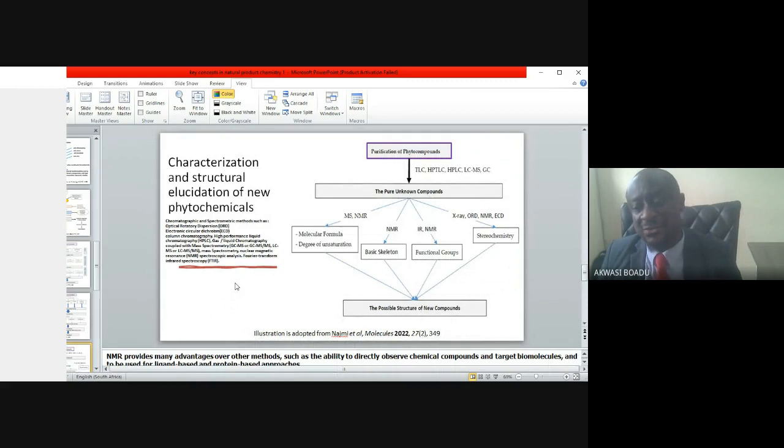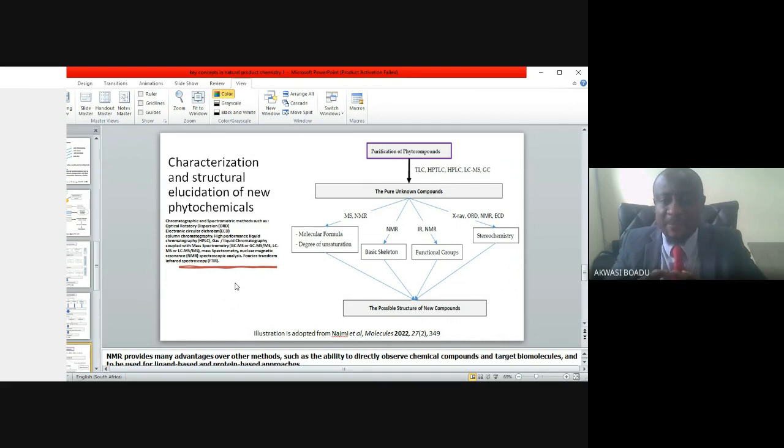in our characterization and structural elucidation, after we have obtained the pure compound, we then go through processes such as TLCs. We then look at chromatographic and spectrometric methods. These methods are time consuming, but these methods are very important, such as your HPLC, your LCMS, and your GC. Your NMR is one of the most important aspects of the identification and structural elucidation of a pure compound. NMR provides many advantages over other methods, such as the ability of it to directly observe chemical compounds and target biomolecules.